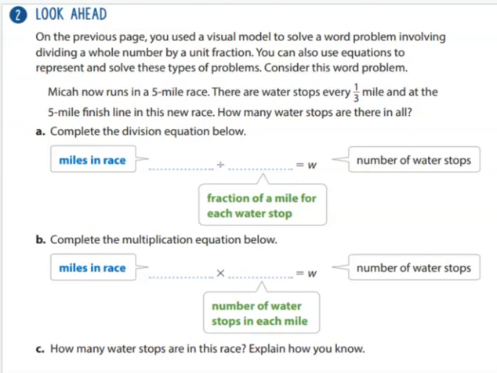So I want you to look at parts A, B, and C. I would like for you to push pause on the video, go back and reread the problem to yourself, and complete these 3 parts. Once you have done so in your workbook, come back to the video and press play and we'll go over it.